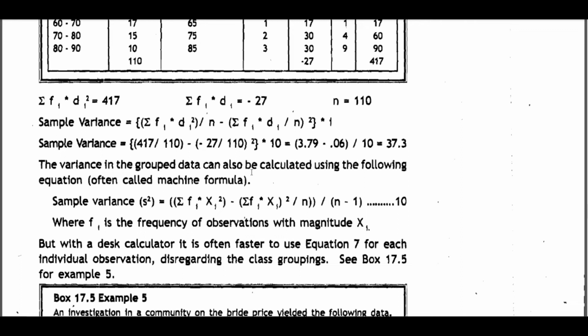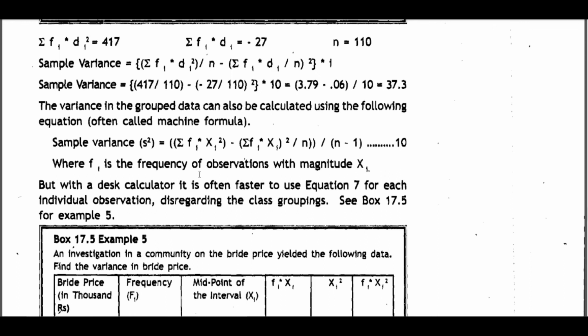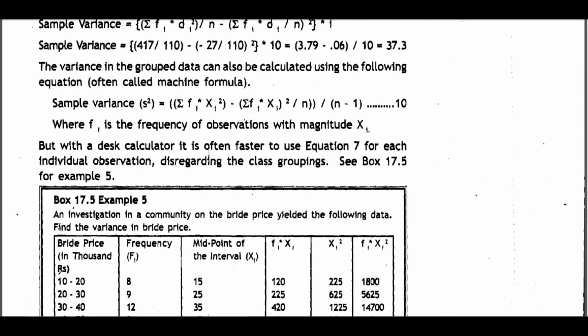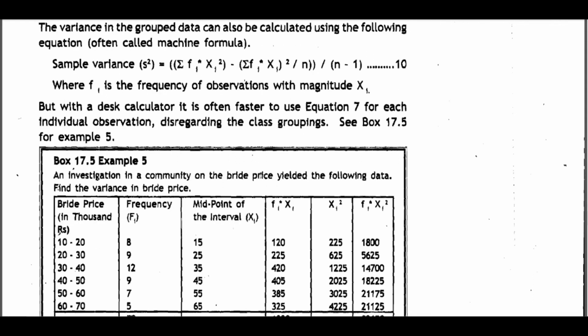The variance in grouped data can also be calculated with the following equation, called the machine formula. We can use the other formula also, and calculate it with a desk calculator. It is often faster to use equation 7 for each individual observation, disregarding the class groupings. So see box 17.5 for example 5.